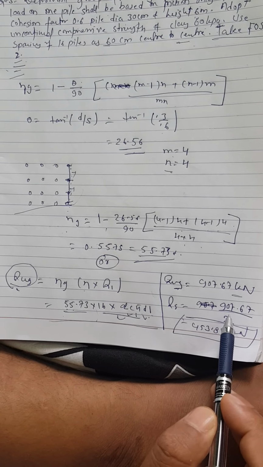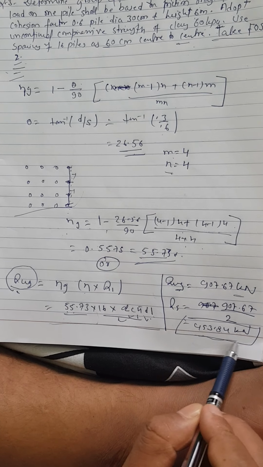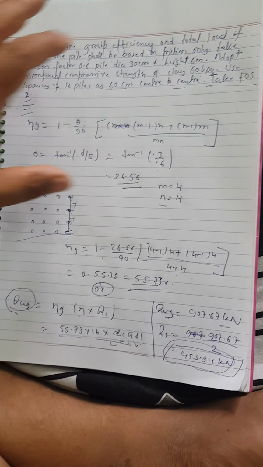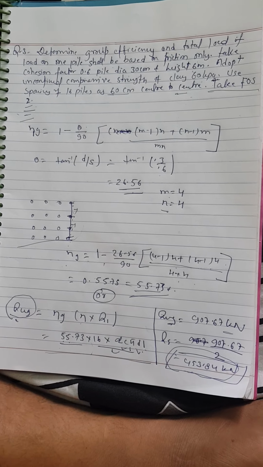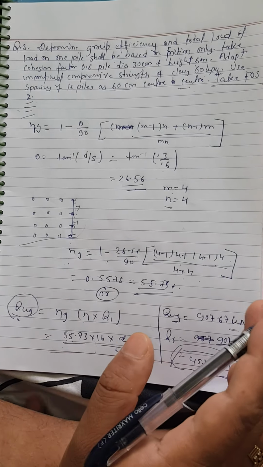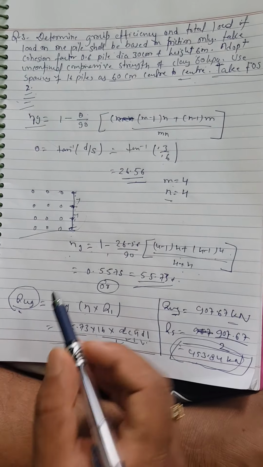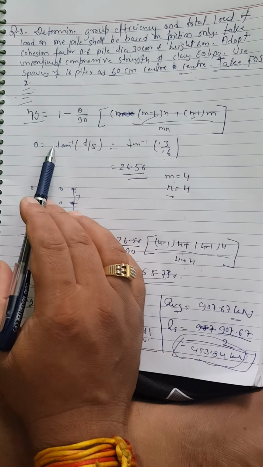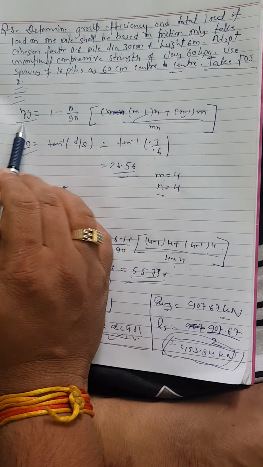After dividing by the factor of safety, the value will come out to be 453.85 kilonewton. This will be the safe bearing capacity of the pile. This is a very simple process to find out the bearing capacity of the pile. Sometimes in the exam they only ask questions related to the efficiency. They will give you only the value of m and the value of n. According to that, you will find the value of theta and find the value of efficiency.